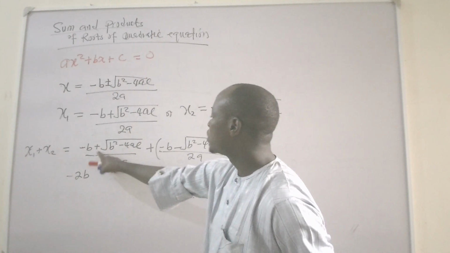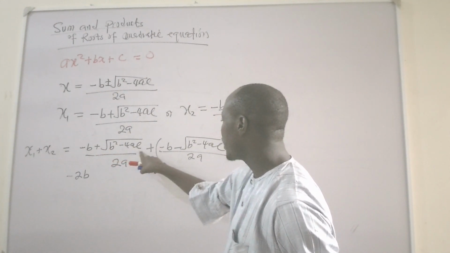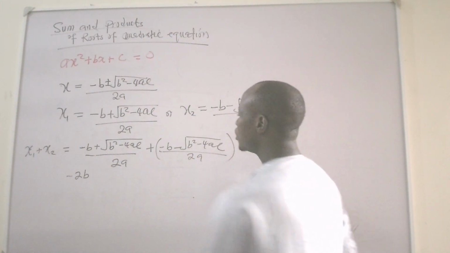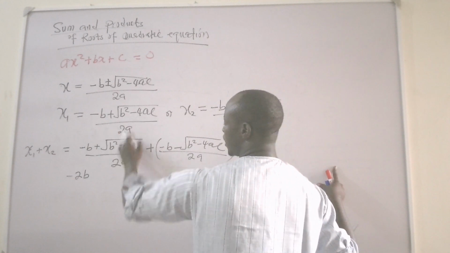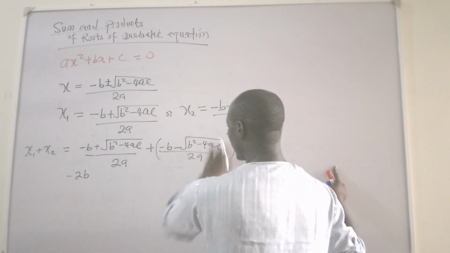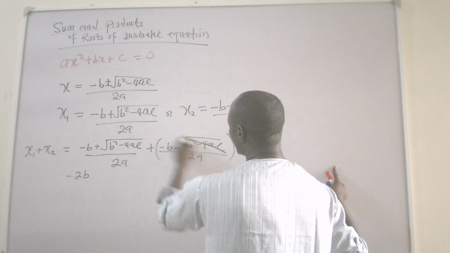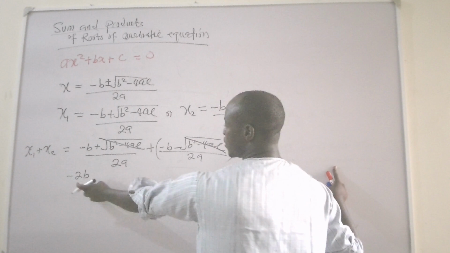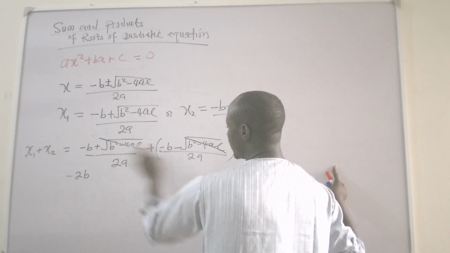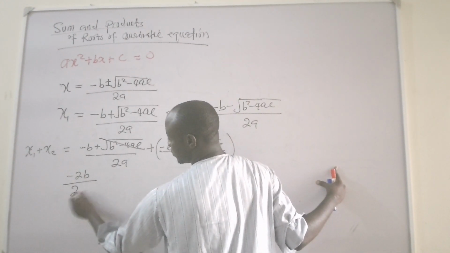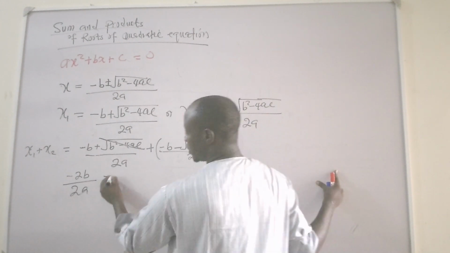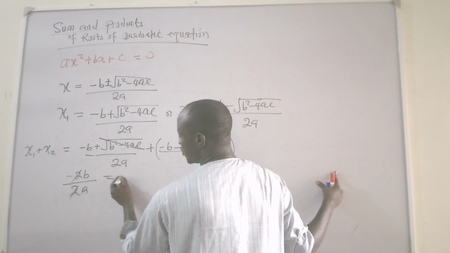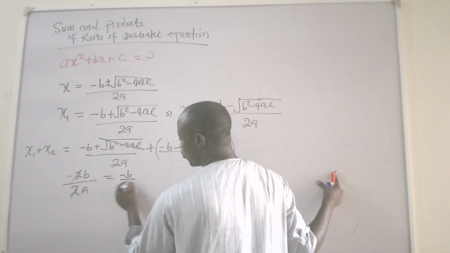And the square root here is positive, and the square root here is negative, so they cancel each other. So at the end, we are going to have minus 2b, and of course this is 2a and this is 2a. So we are now going to say divide by 2a. So now these two will cancel these two, and we end up having minus b over a.